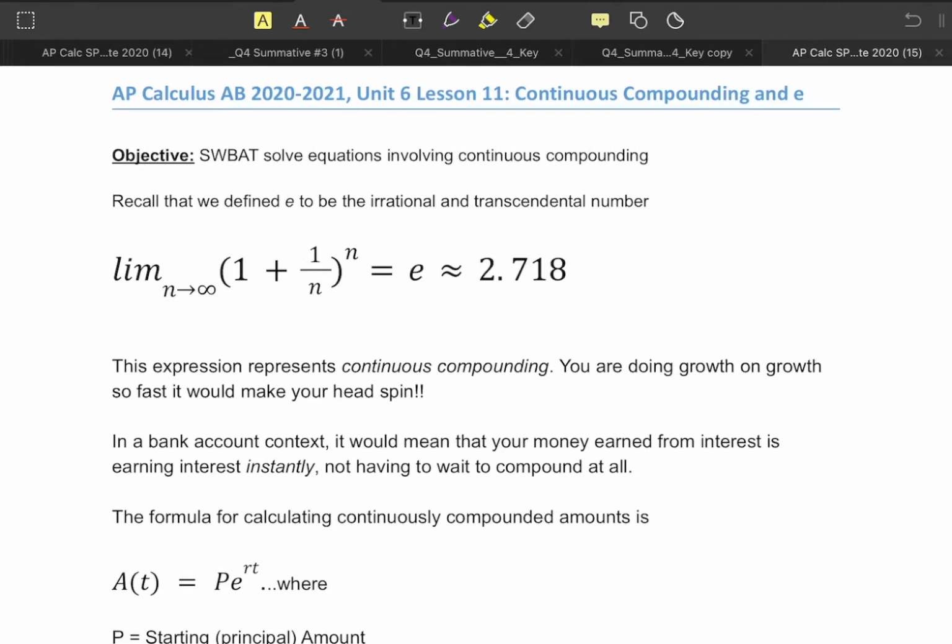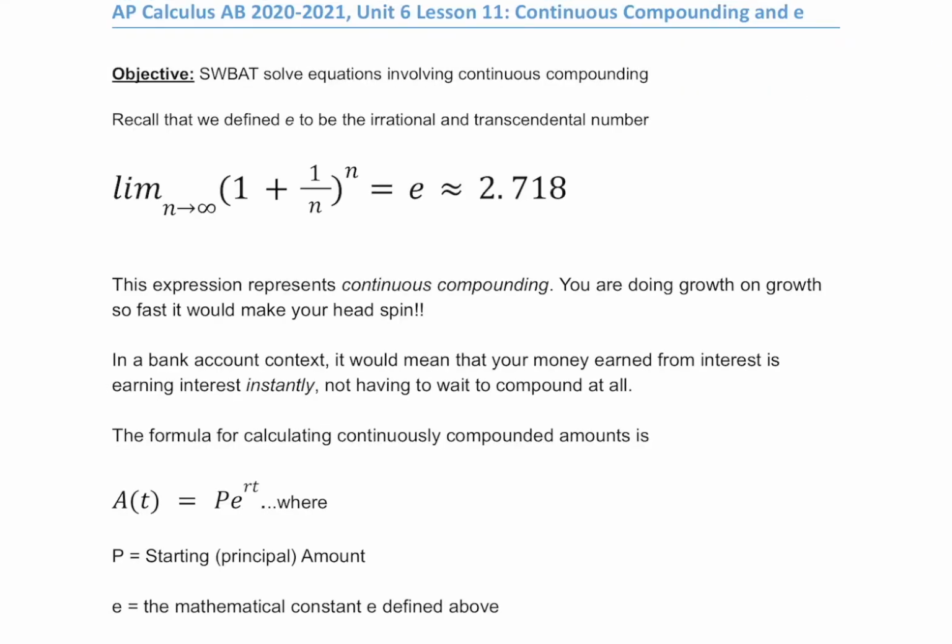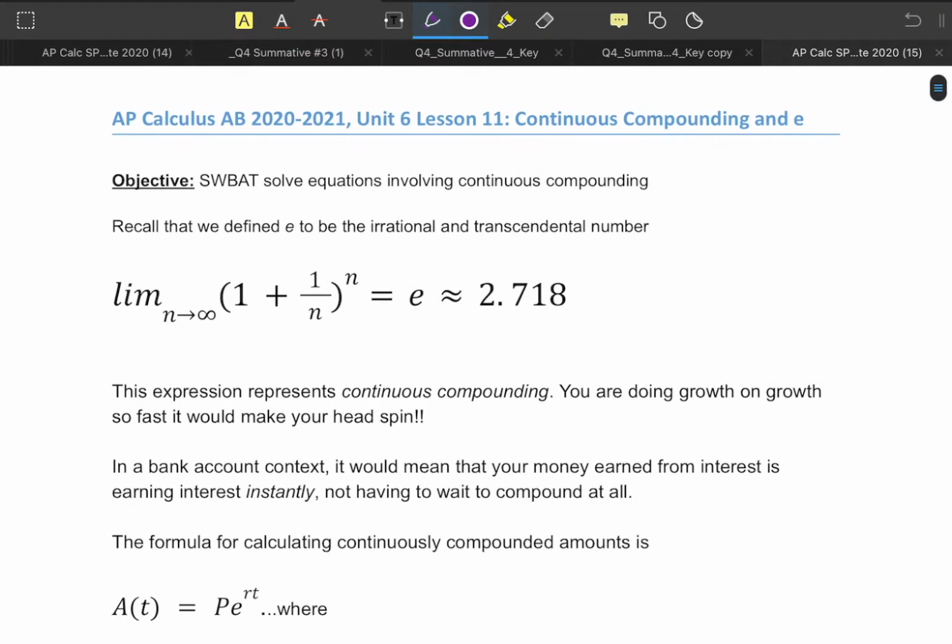Unit 6, Lesson 11. We're going to continue the work we did in class on continuous compounding and this constant known as e. So first, let's remind ourselves what continuous compounding means. That means that the moment growth occurs, the instant that you earn interest in your bank account, you don't have to wait a year for it to compound. You don't have to wait a month, a week, a day, an hour, a minute. The moment new money comes into your account, it starts earning interest on itself.